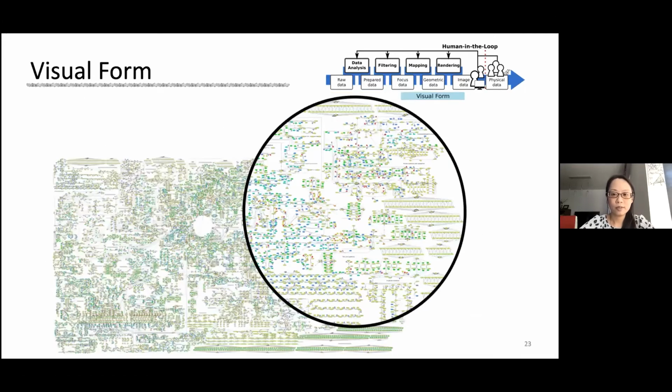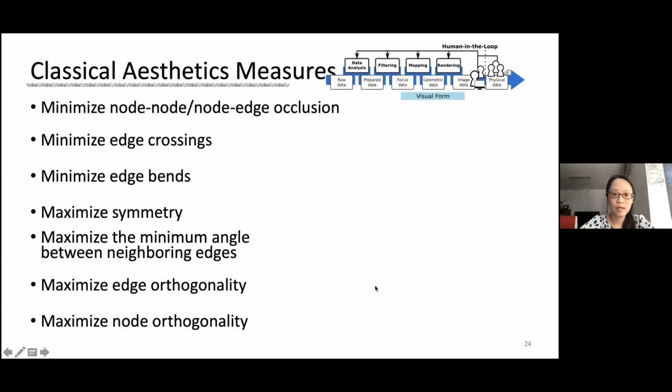Yes, so for the visual form, it's very complicated. Probably you see nothing on this diagram, but you still can somehow recognize there's a circle here, there's a chain on the right-hand side in this zoomed focus area, or you can see some chain at the bottom corner. So there are classical aesthetic measures that you can incorporate into the network visualization to align the edges and nodes in order to achieve certain quality.